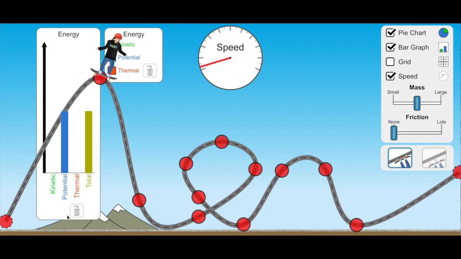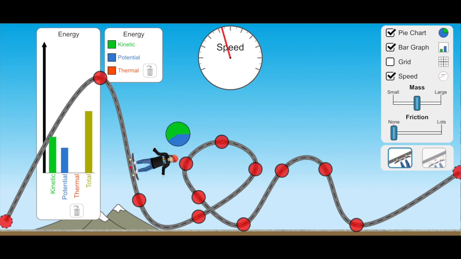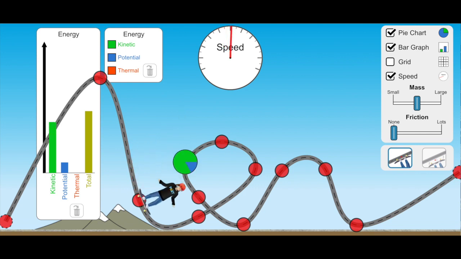As the coaster moves down the first hill, it is losing height, but gaining speed. That means the GPE is decreasing and the KE is increasing. You can see this on the bar graph on the left. At the lowest point, the GPE is the lowest and the KE is the greatest. This is where the coaster is moving the fastest.